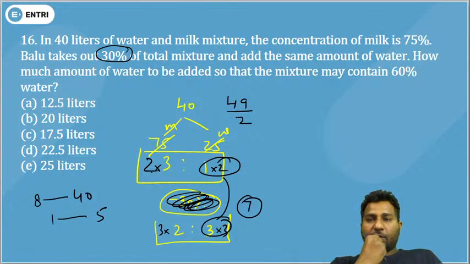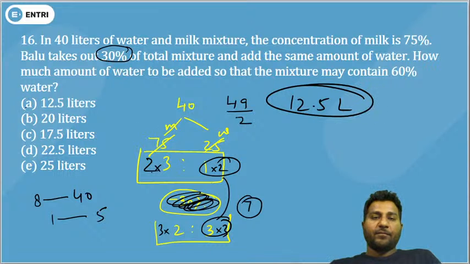Okay. Have you got the solution? How much amount to add? It contains 60% water. That means 40% has been milk. So when we add the milk, we will get the value. So the final answer would be what? 12.5 liters. Okay. How much amount of water has been added? So the original quantity will become what? We got it. Alright, I hope you all have got this.